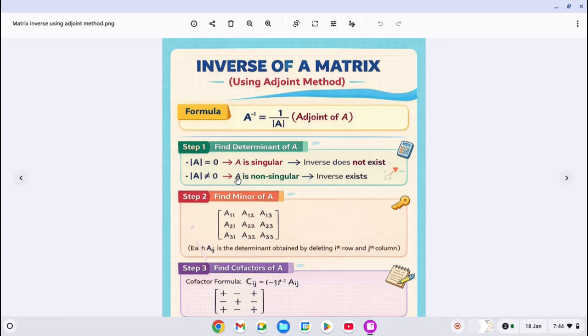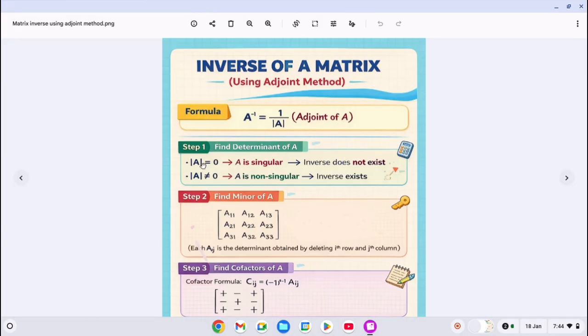Today we are going to see how we can find an inverse of a matrix using the adjoint method. Here we have to use an important formula: A inverse is equal to 1 by determinant of A into adjoint of A. In the first step, we have to find the determinant of A first.